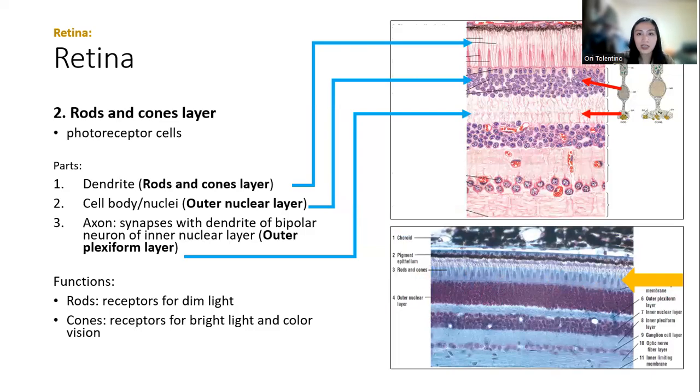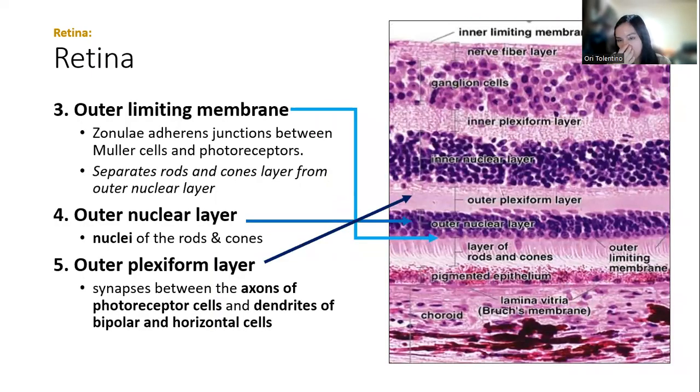Okay. So the third layer is the outer limiting membrane. Okay. It's a thin layer formed by processes of supportive neuroglial cells.